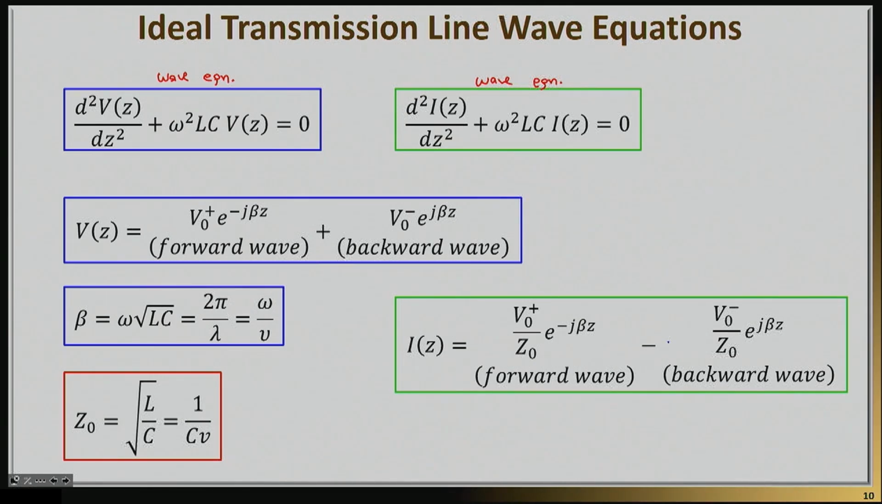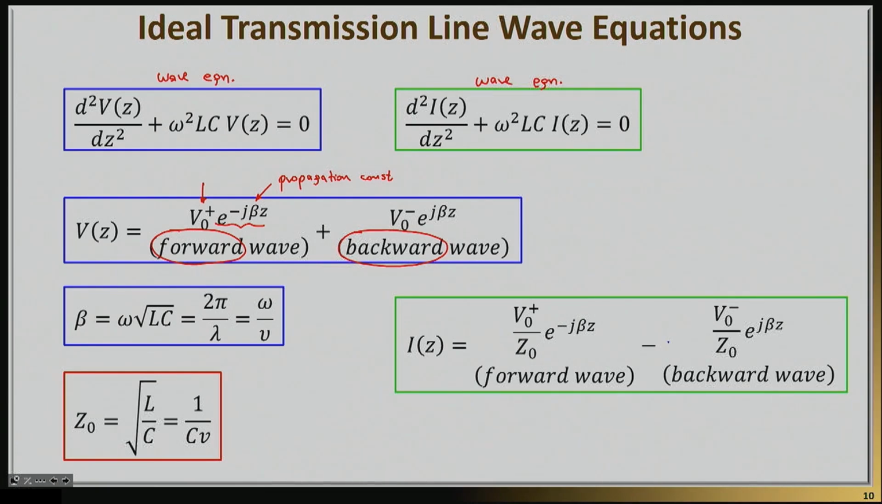In fact, there are two waves, one which we will call the forward wave, which is a solution of this equation, and one that is called the backward wave, which is also a solution of this equation. The forward wave will have some amplitude, which I'm calling V0 plus, and it will have this exponential response, e to the negative j beta z, where beta is the propagation constant of the transmission line. It can be found by just solving this one-dimensional equation.